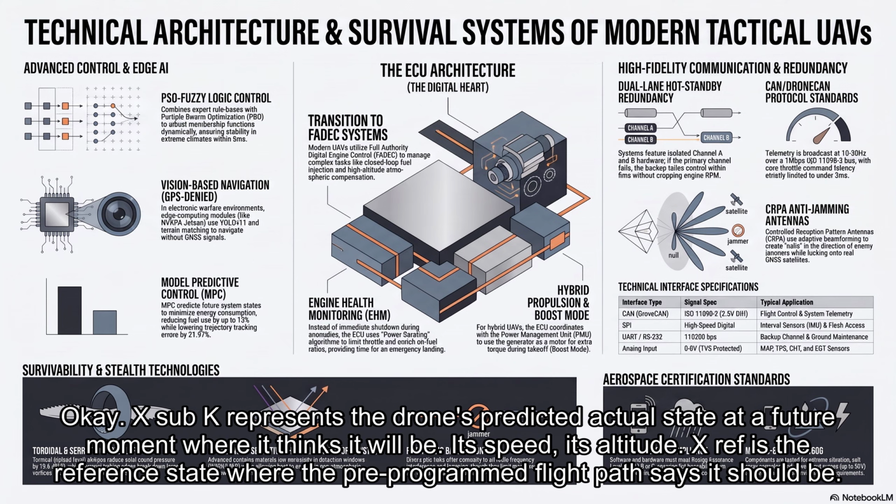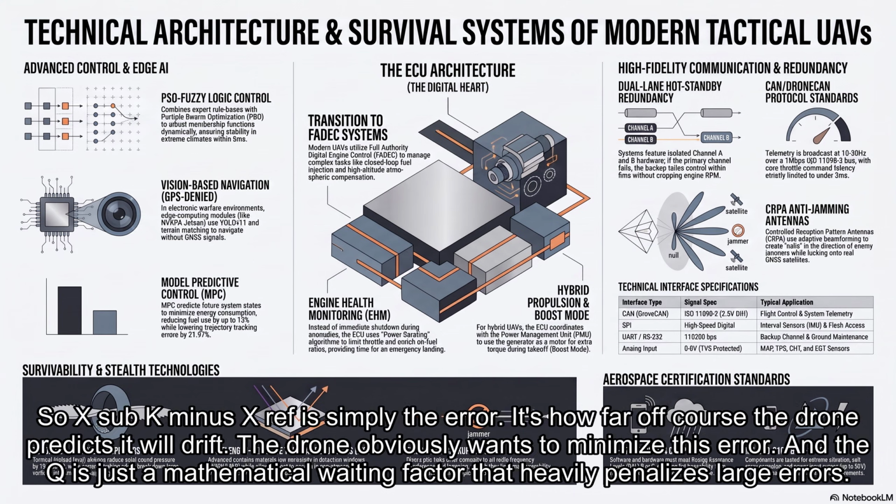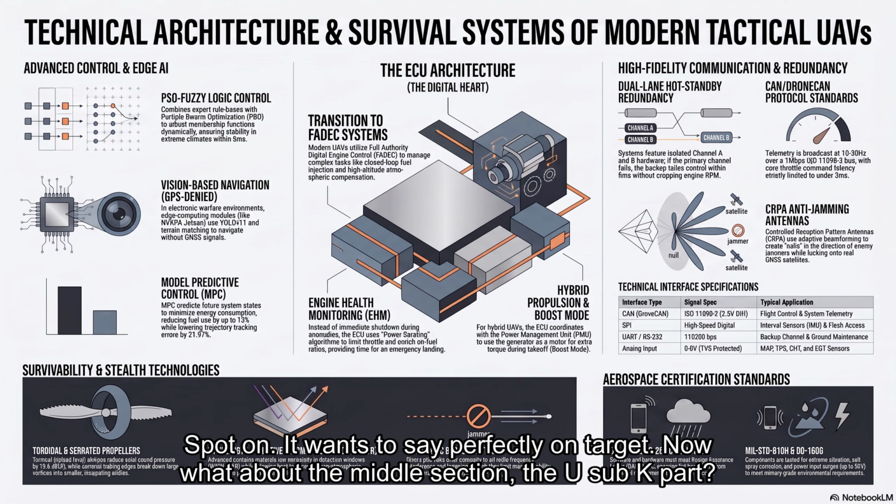Okay, x sub k represents the drone's predicted actual state at a future moment, where it thinks it will be, its speed, its altitude. X ref is the reference state, where the pre-programmed flight path says it should be. So x sub k minus x ref is simply the error. It's how far off course the drone predicts it will drift. The drone obviously wants to minimize this error. And the Q is just a mathematical weighting factor that heavily penalizes large errors. Spot on. It wants to stay perfectly on target.